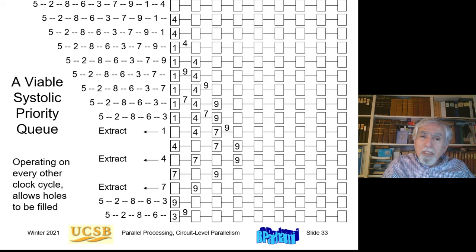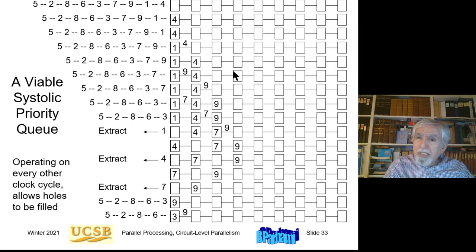So this is called a systolic priority queue, because the clock cycle, or the rate at which I can input data and extract data, is independent of the size of the queue. No matter how long the queue, of course I'm wasting half of the clock cycles, but still it's constant time. On every other cycle, I can insert or extract regardless of the size of the queue.